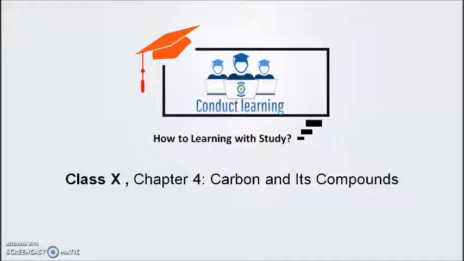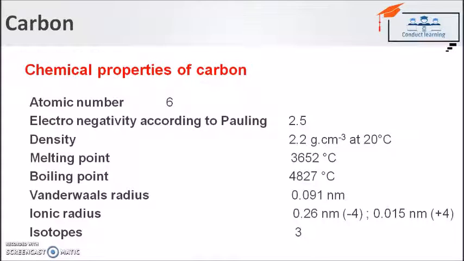We are at the chapter Carbon and its Compounds, the fourth chapter for class 10 science. In this chapter, first of all, we will understand what carbon is, what its atomic number is, and its electronegativity, density, melting point, boiling point, etc. These are all properties of carbon.